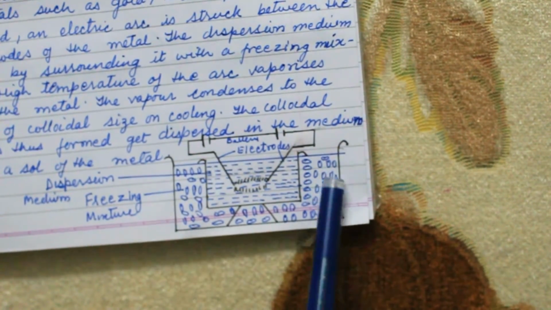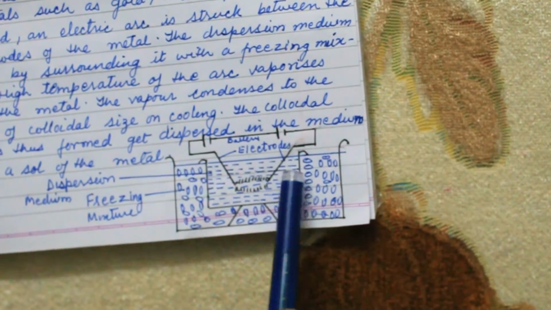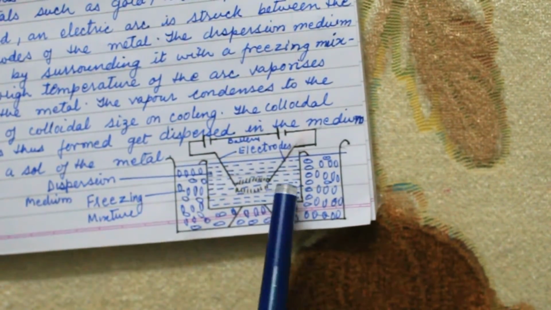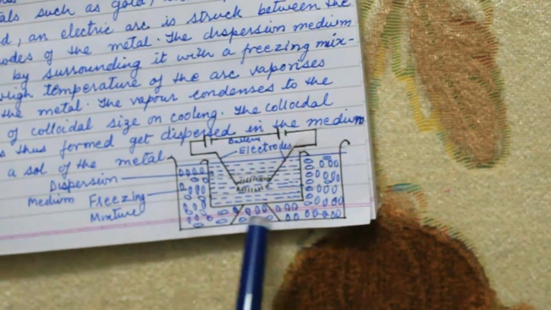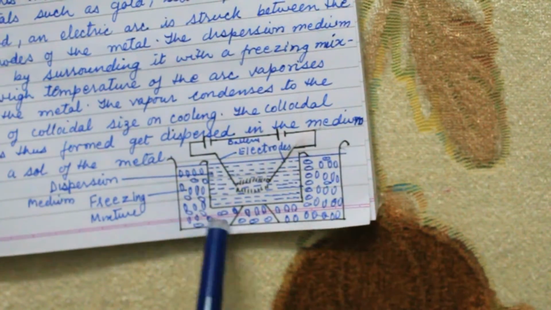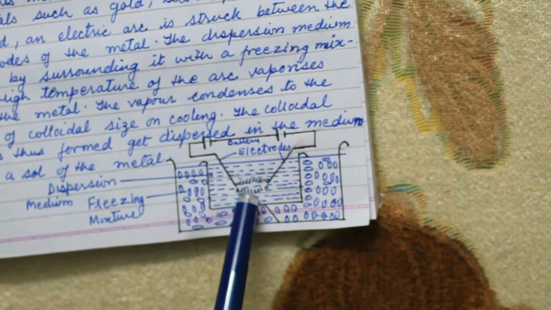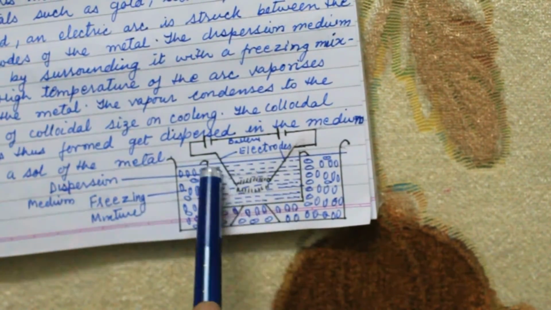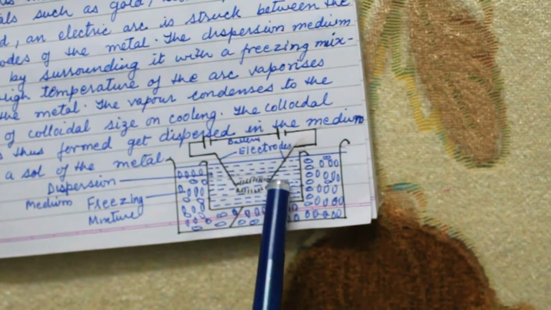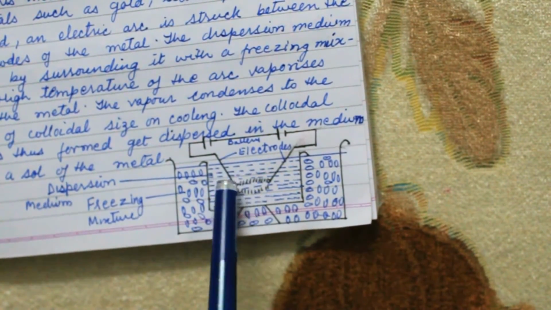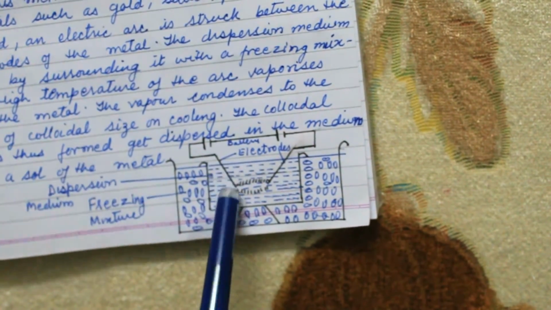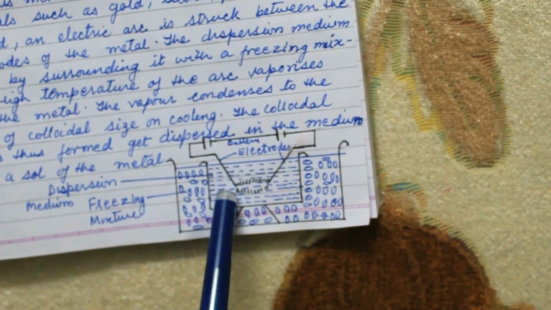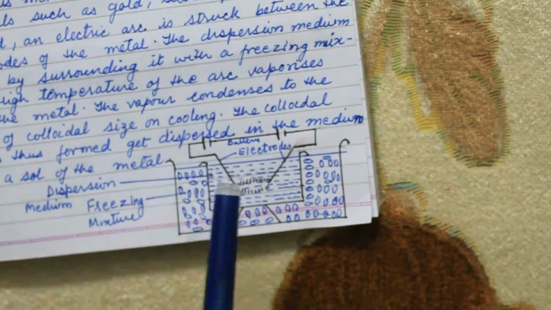Suppose these are the two containers. One container, the smaller one, is inside the bigger one, and in the bigger one there is ice, that is a freezing mixture, and these are the two electrodes. When current is run through these electrodes, the liquid gets vaporized, but due to the freezing mixture it gets condensed again and forms the colloidal solution of the metal.